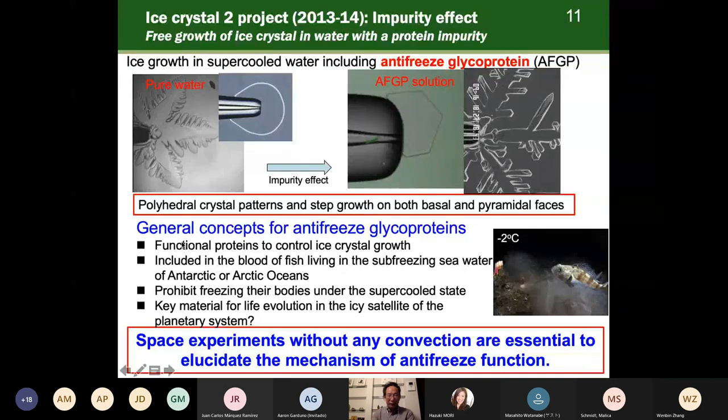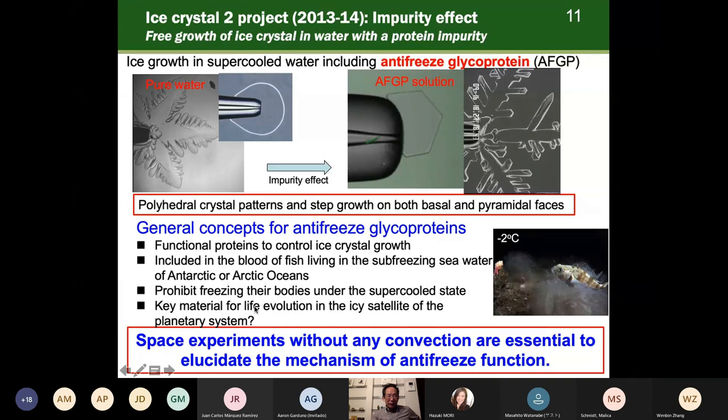This is the general concept of antifreeze glycoprotein, which I briefly mentioned. This protein is a functional protein that controls ice crystal growth. As I mentioned, this protein is included in the blood of fish living in the supercooled seawater.